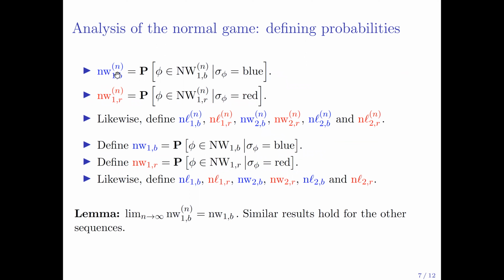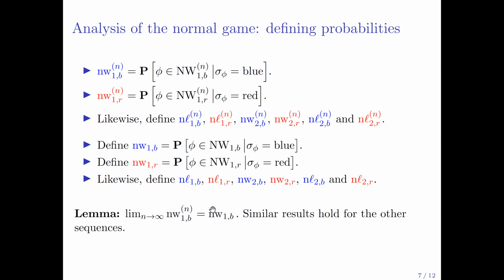Okay, so for the probabilities, all I have done is change the uppercase letters to lowercase letters. That's all there is, really. So small nW1B superscript n is the probability that the root belongs to capital NW1B superscript n, conditioned on the root being of color blue. I use this conditional probability. It really doesn't matter at the end of the day because you would know the probability of the root having color blue, so I just focus on the conditional probabilities. Likewise, you define all the other level n probabilities, and then you also define the probabilities without the level n. So nW1B, for example, is the probability that phi belongs to capital NW1B conditioned on its color being blue.